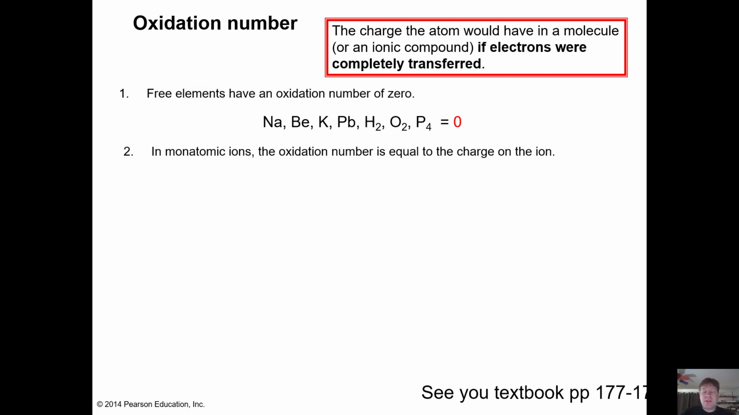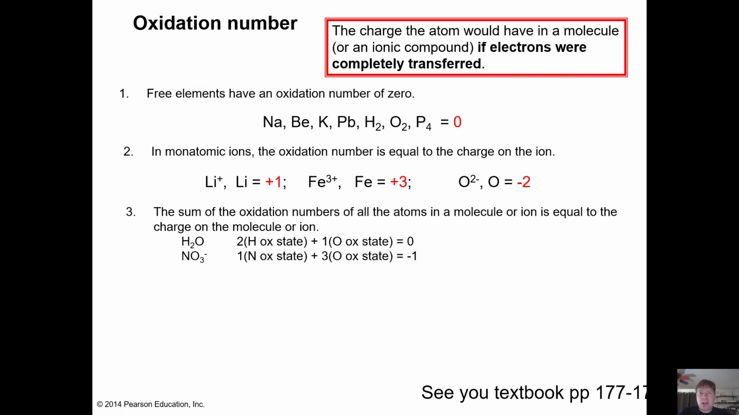If you have an ion, if it's a monatomic ion, the oxidation number is simply the charge of that ion. So hopefully that is pretty straightforward. A couple of examples here. Could be plus charges, could be minus charges. So anytime you see an ion, you know what the oxidation number is.